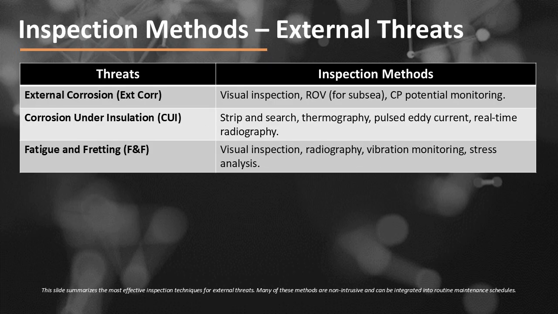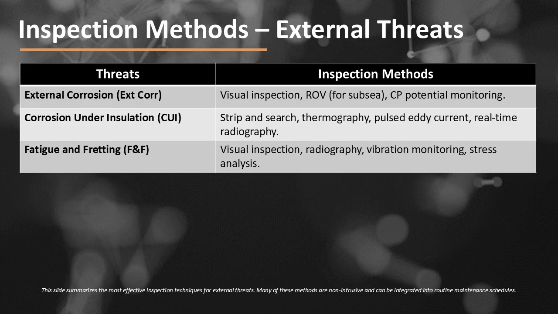Inspection methods for external threats. This summarizes the most effective inspection techniques for external threats. Many of these methods are non-intrusive and can be integrated into routine maintenance schedules. When the threat is external corrosion, then the inspection methods to use for detecting the threat are visual inspection, ROV for subsea, CP potential monitoring.